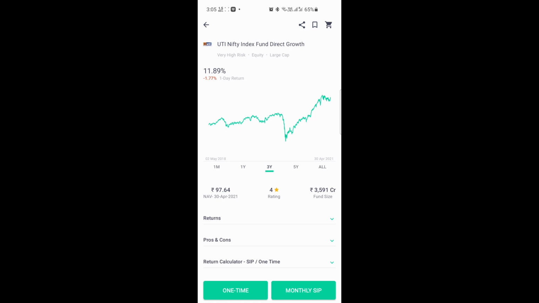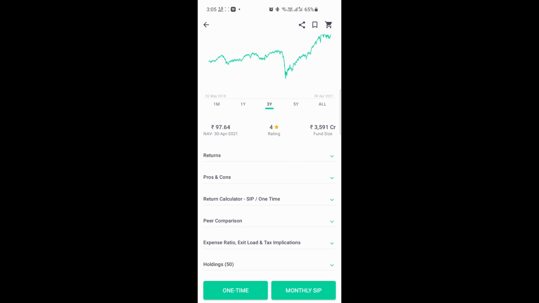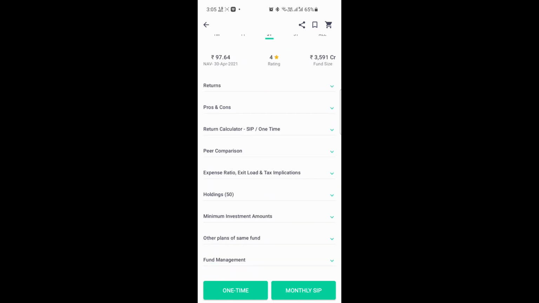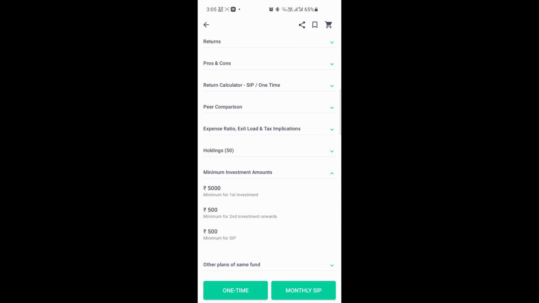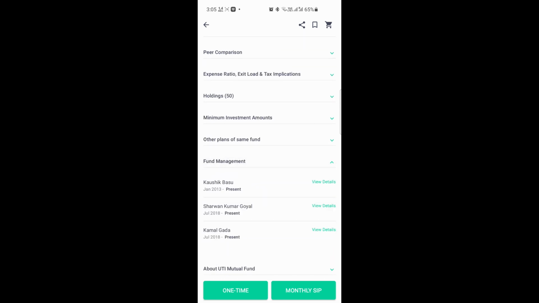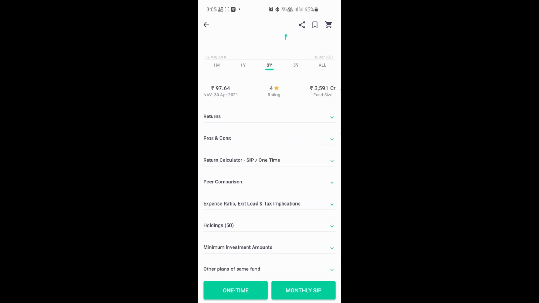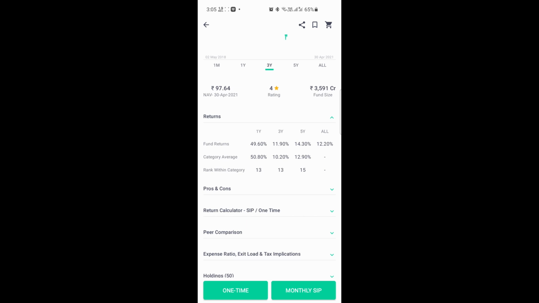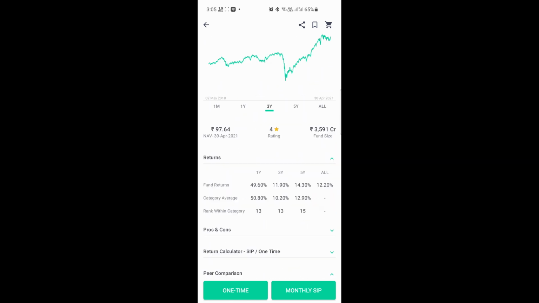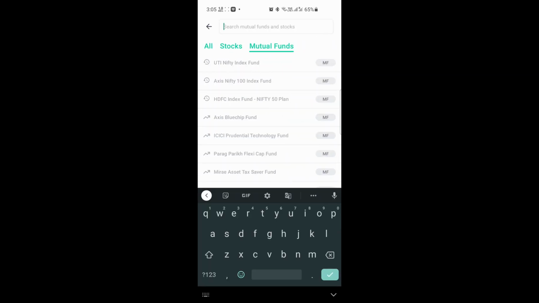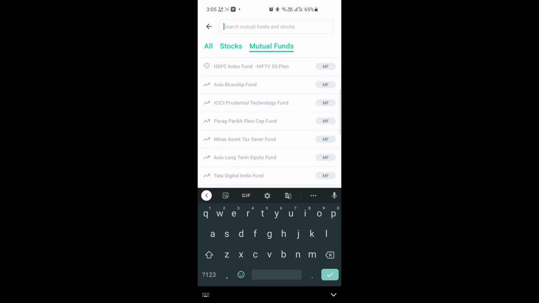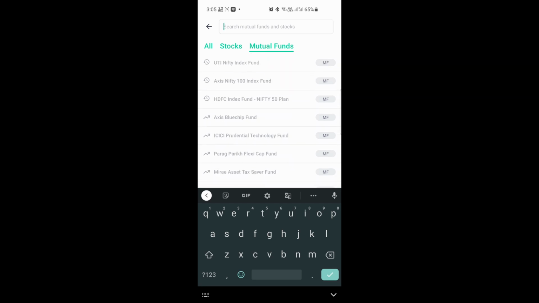So, for example, this is UTI Nifty Index. It has a rating of 4 stars and has a fund size of 3,500 crores. And you could see many other information about it, like who's the fund manager, what's their history, and how the fund has been doing, and many more. So you could read through all the mutual funds you'd like to invest in.